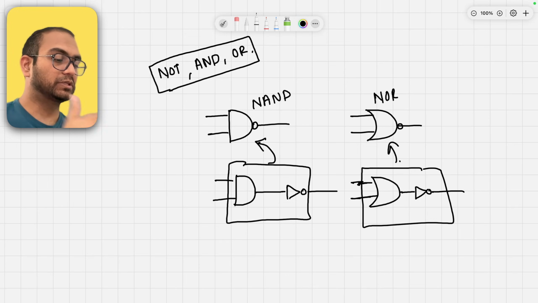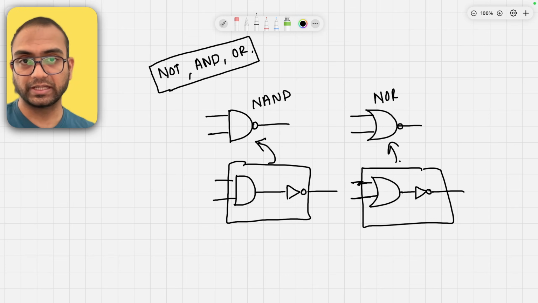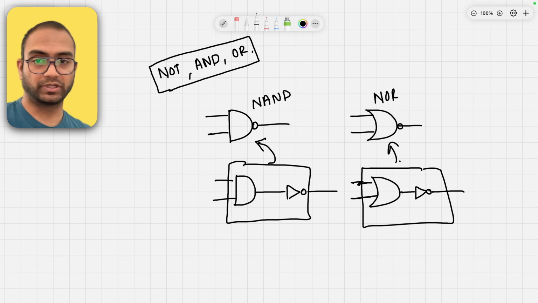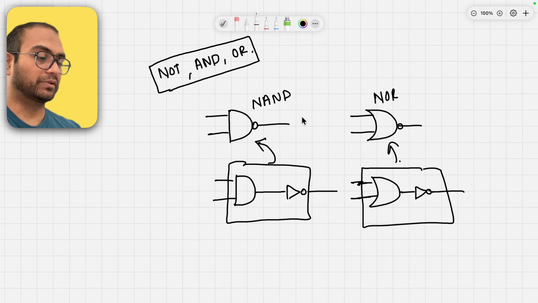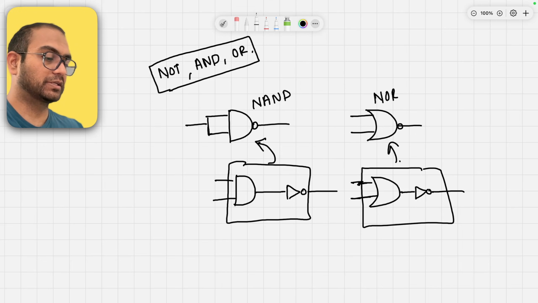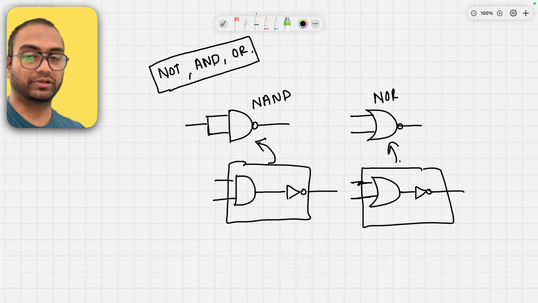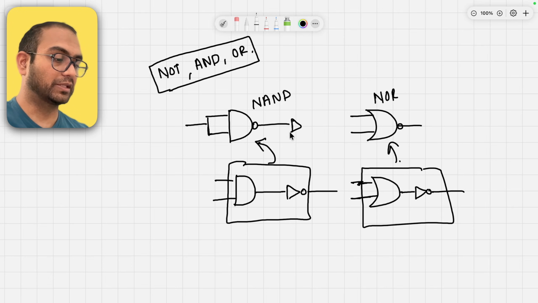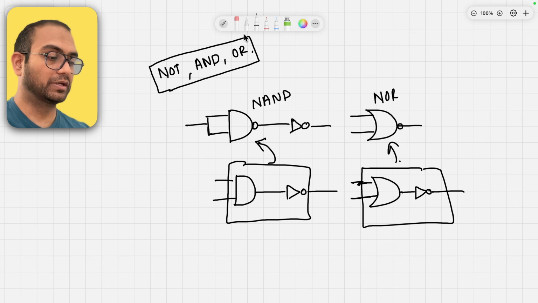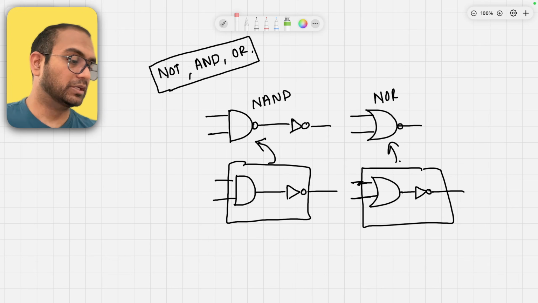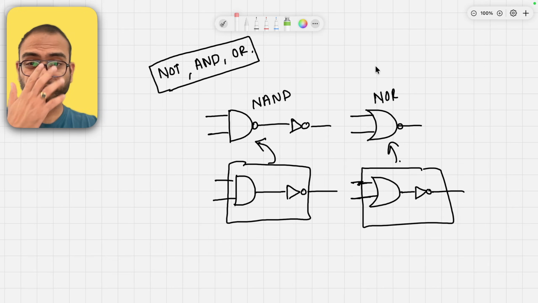So my claim now is that these two are called universal gates. Just using one of them, you can construct any other gate. For example, if you short these inputs, then this becomes effectively a NOT gate. If you put another gate in front, then this becomes an AND gate, and so on. So, well, that's the idea.